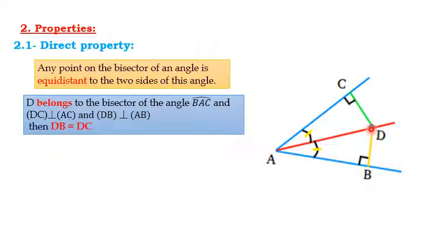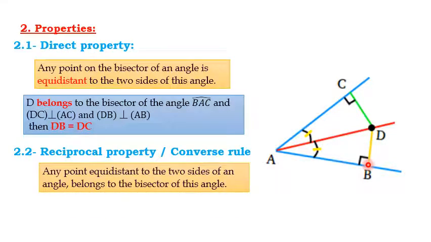D is a point that belongs to the bisector, and DC is perpendicular to AC, and DB is perpendicular to AB, so I can conclude that DC equals DB. That's what we mean by any point on the bisector. D could be anywhere here, but it should be a point that belongs to the bisector. Equidistant means having the same distance from the two sides. That's how we said that DC equals DB.